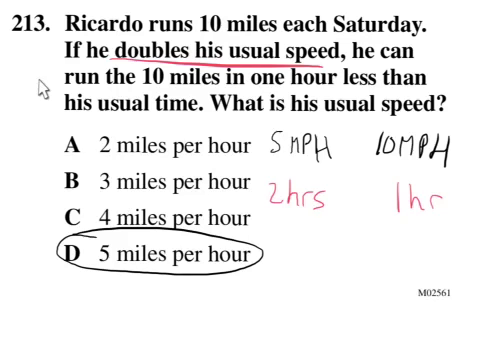If you tried the same process, if I said this was 2 miles per hour, what would this be? Wouldn't that be 4? If I said this was 3, wouldn't this be 6? And if I did the process to each one, none of them would be a difference of an hour except for this one. This would be the only one with a difference of 1 hour.